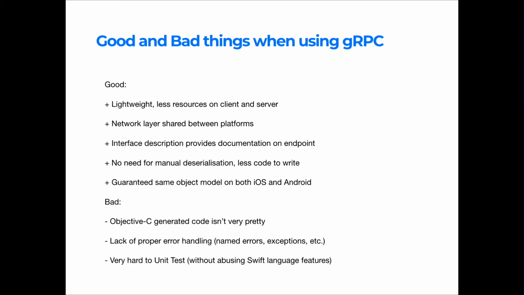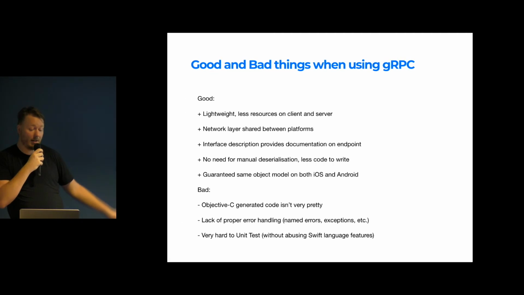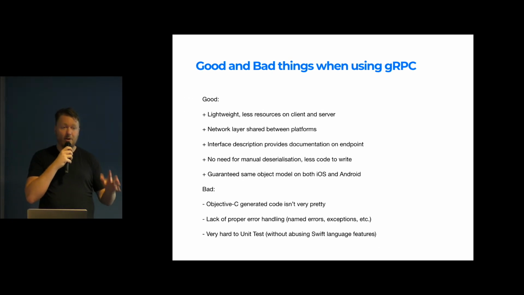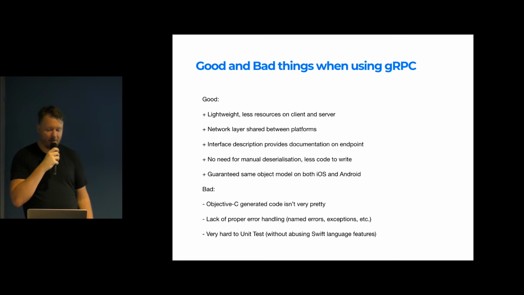No manual serialization, as mentioned a few times now, so a lot less code to write, which is always nice. And again, it strongly guarantees the same object model between iOS and client. And I should have added server here as well, because that is a huge benefit. You're not going to have the case where the server team comes and tells you, oh, by the way, we updated the JSON model. Now it's totally different and breaks your app, because that sucks.